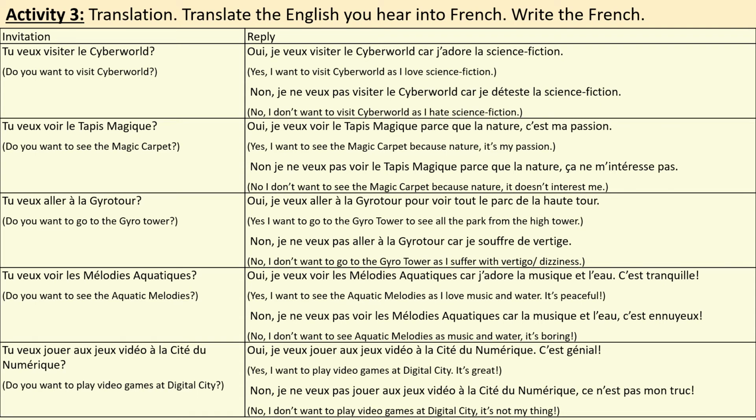Activity 3 is a translation activity. So you're going to listen to me give you the English, which is in brackets, and you're going to write down the French above that English. Okay, I just want you to write the French, just the French. Okay, pens at the ready.